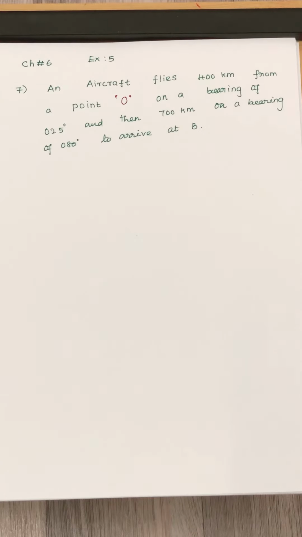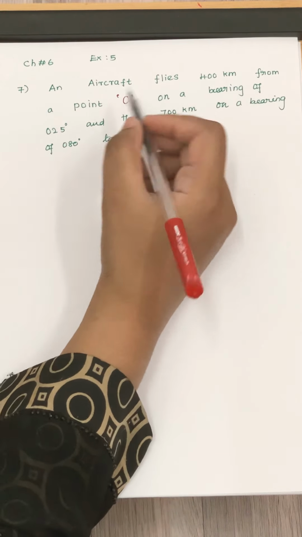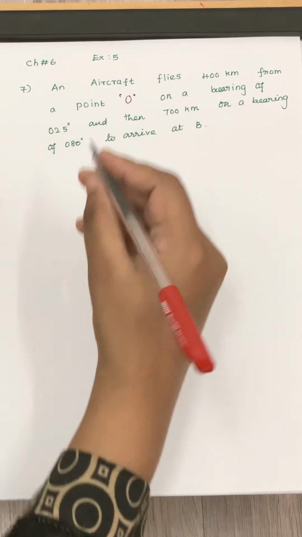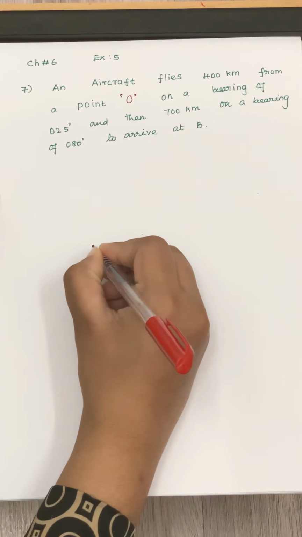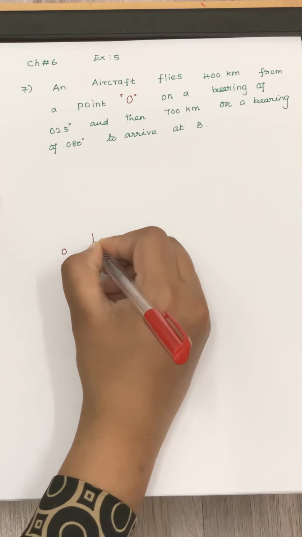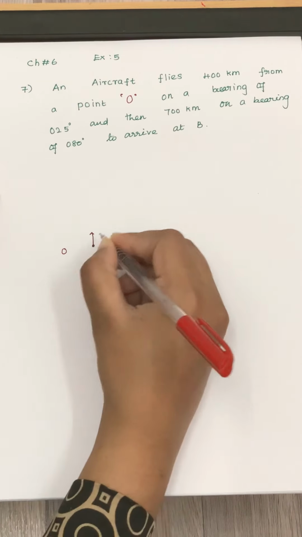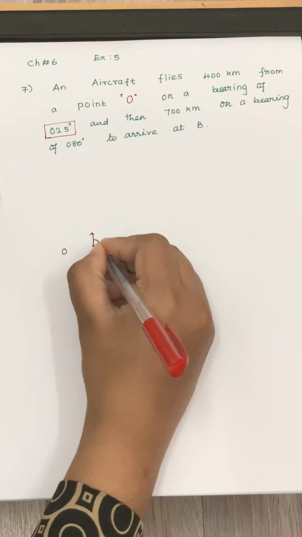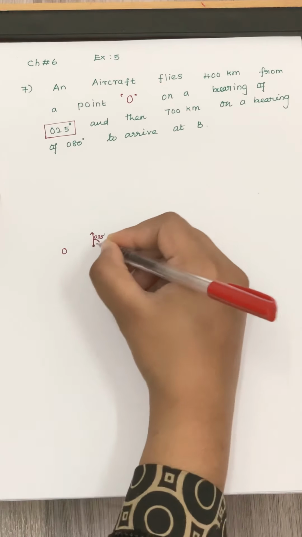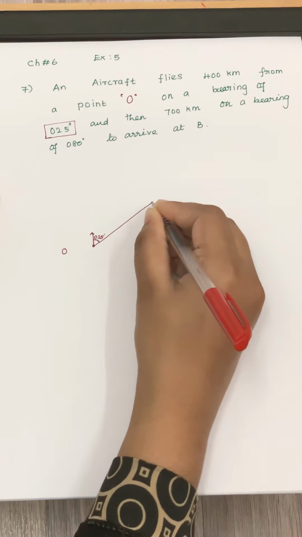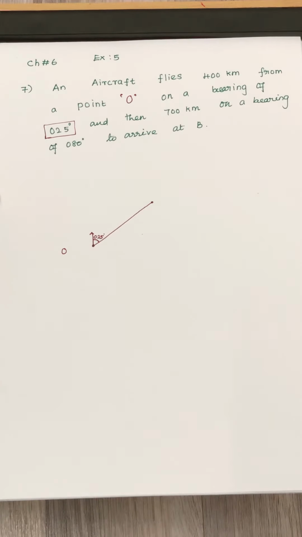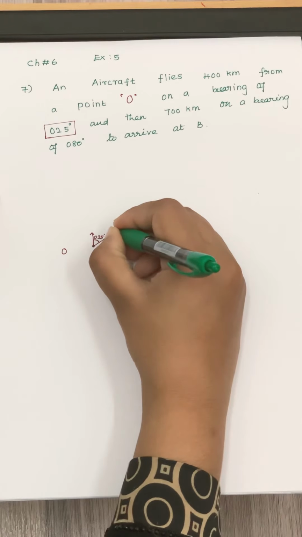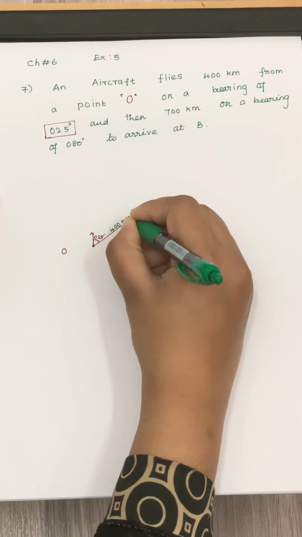First, please draw the diagram and then read your question, what they are asking and what we are going to do. An aircraft flies 400 km from a point O on a bearing of 25 degrees. First, I mark the point O here. Bearing means I have to draw the north direction. The first bearing is 25 degrees, so 0, 25 degrees, and extend. Stop here. What distance has it traveled? 400 kilometers, so I mark 400 kilometers here.